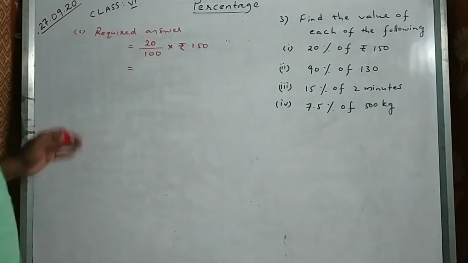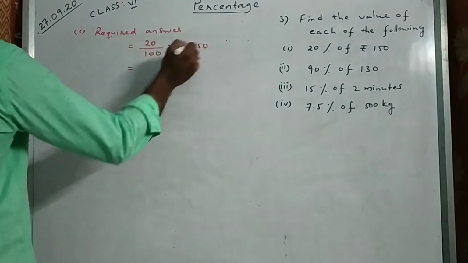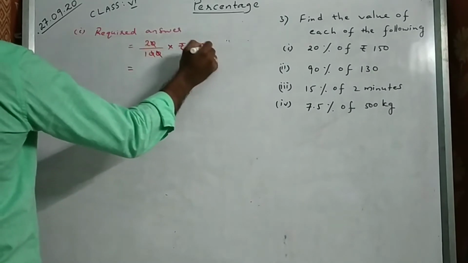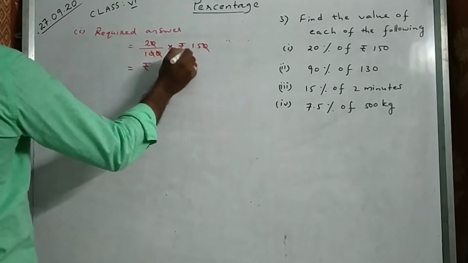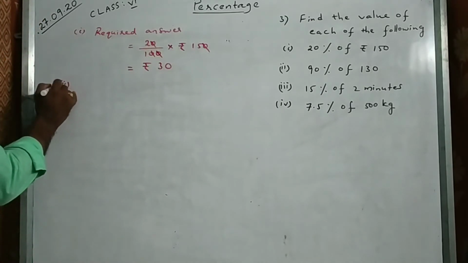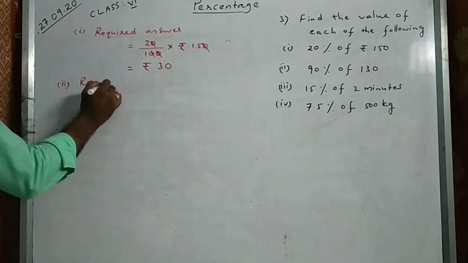20% means what? Per 100. So 20 by 100 into 150 as it is. Okay, 0, 0, 0, 0 cancel. Rupees 15 twos are 30. That is the answer. Simple. Next one you see.